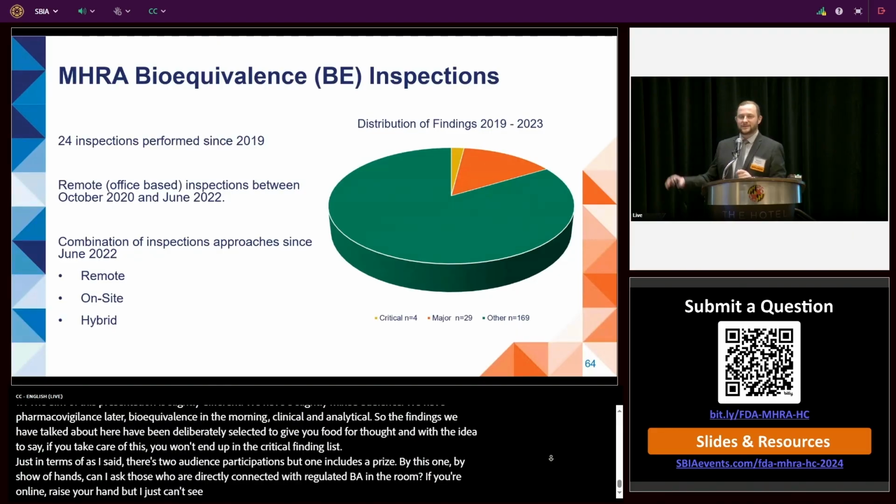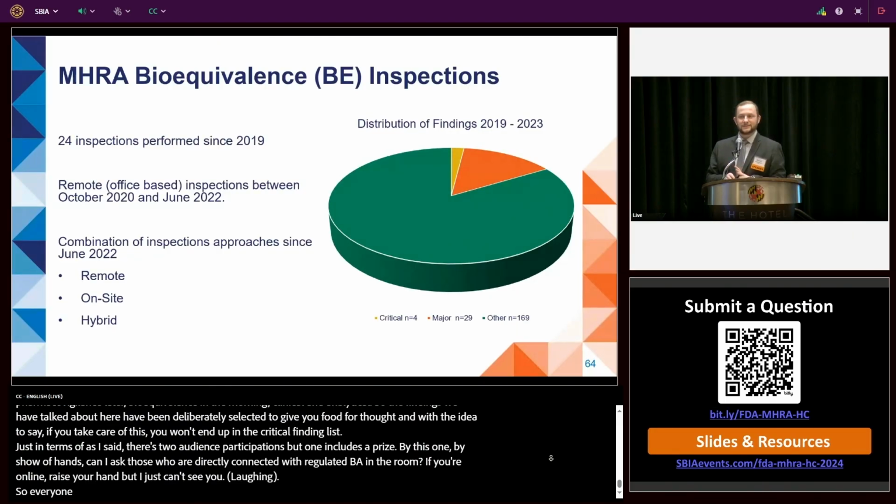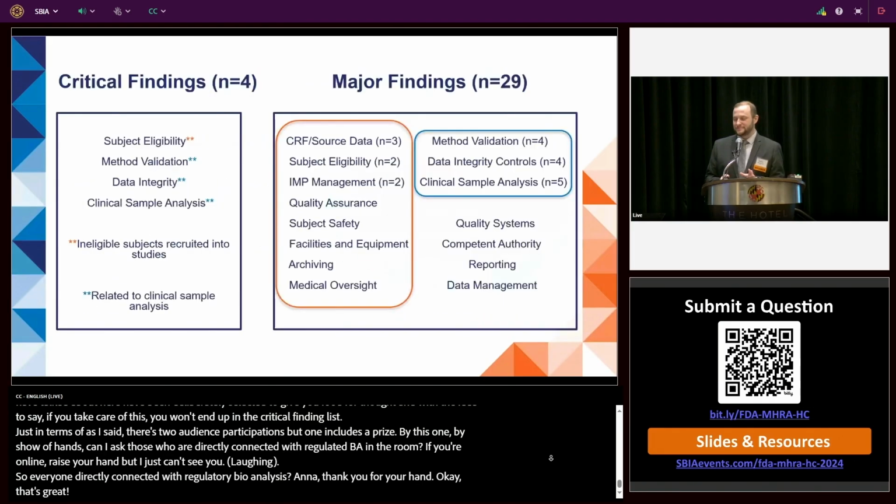So anyone directly connected with regulatory bioanalysis? Hannah, thank you for your hand. Okay, that's great. There is no problem, we will walk through all of these together.